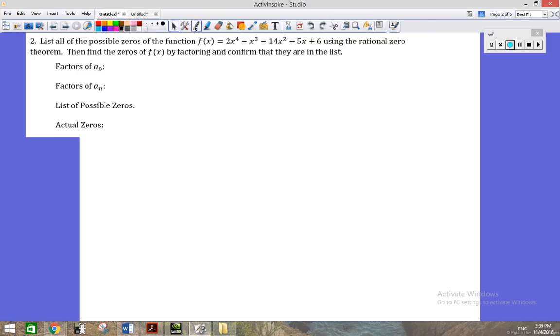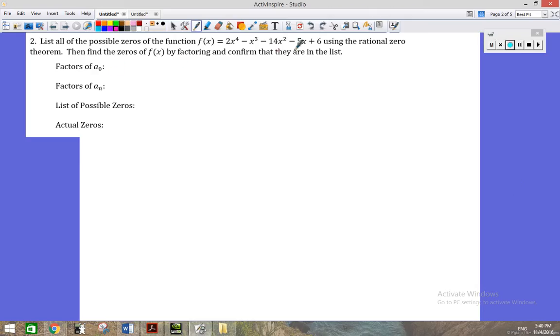Alright, so let's take a look at this problem. Again, we're looking at polynomial functions. We're using the rational zero theorem, also called the rational root theorem, to help us find where this graph intersects the x-axis.